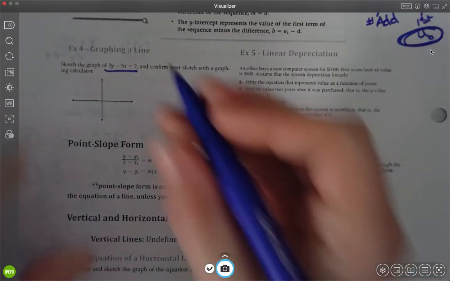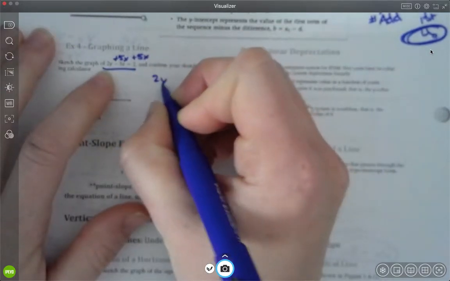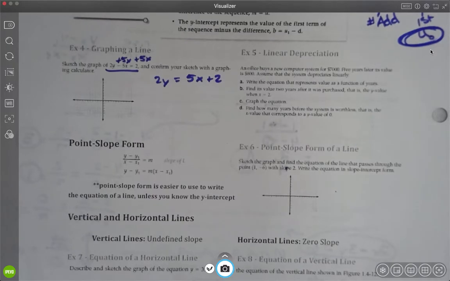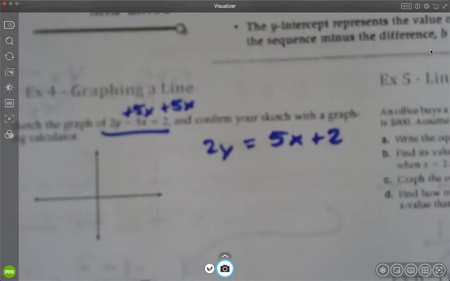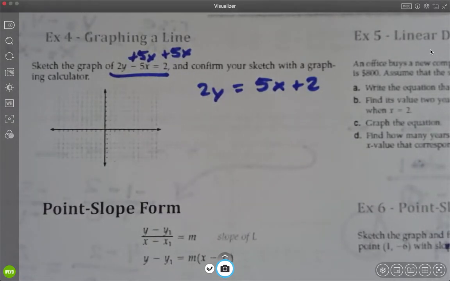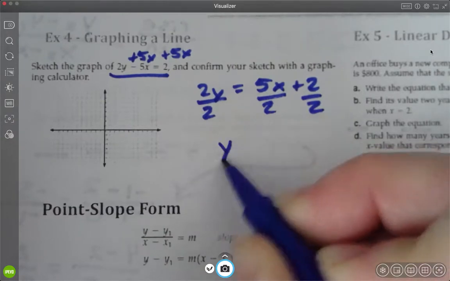So let's add the 5x. 2y equals... We're writing that in standard form. Add the 5x to the other side. Then divide by 2.